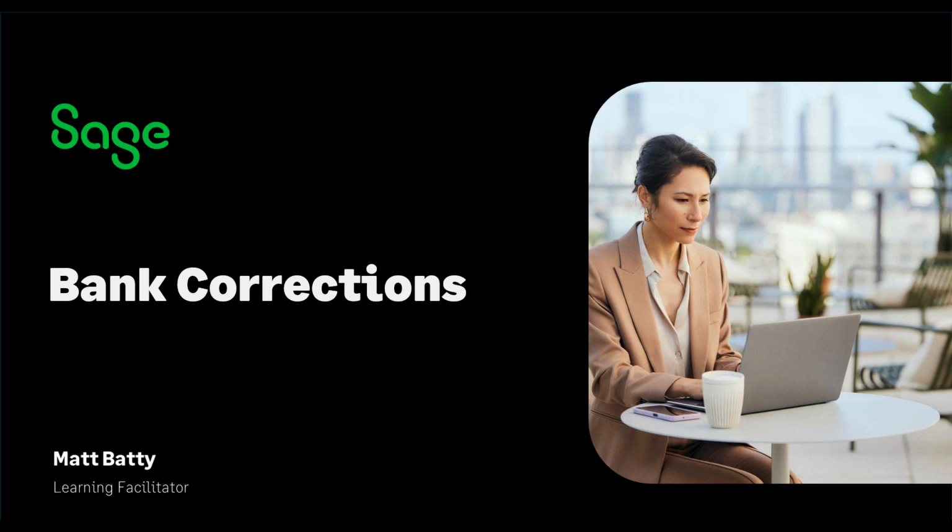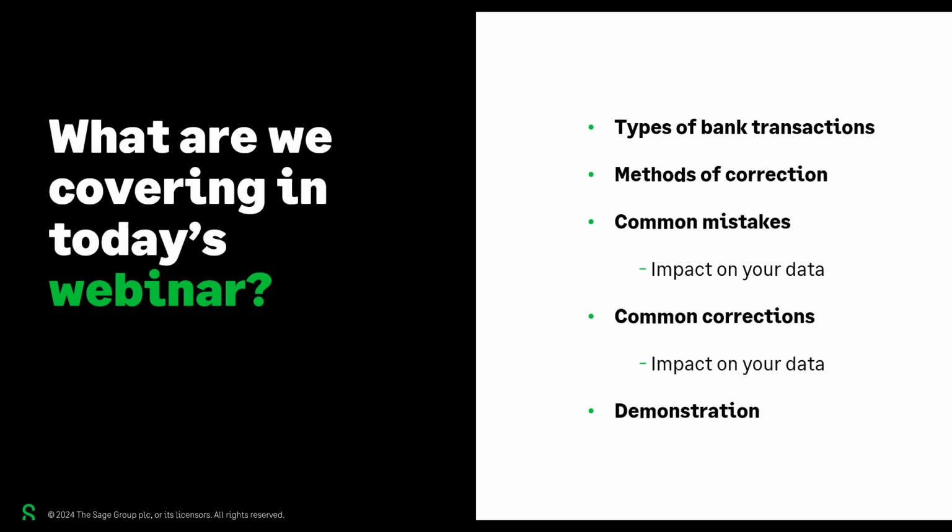Now, what exactly are we going to be looking at? So, as you can tell, bank corrections. First off, we're going to look at different types of bank transactions. We're going to move into the methods of correction. We're going to look at a couple of common mistakes, and then we're going to look at the common corrections for those mistakes. And we're going to be doing this in a demonstration. Then afterwards, as usual, we'll have a look at what's up and coming. And there's some guides and tips I've got for you as well, which are available on the handout.